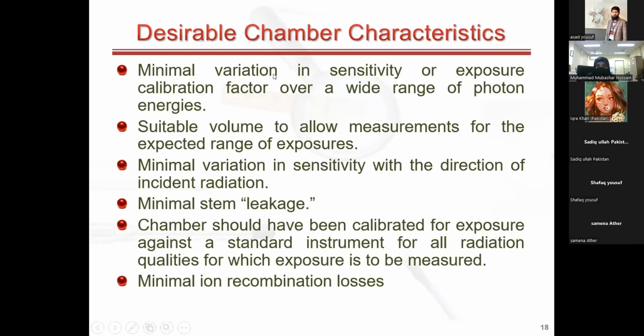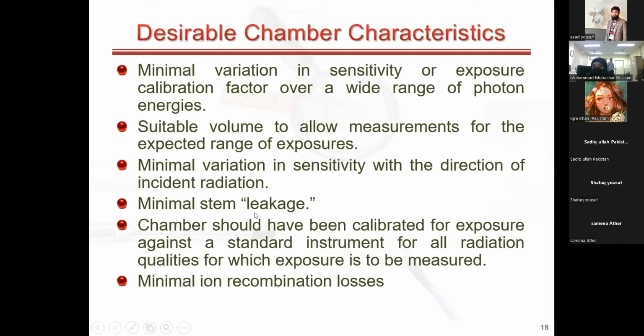What are the other desirable chamber characteristics for thimble chambers? It must show minimal variation in sensitivity or exposure calibration factor for a wide range of photon energies. Another important characteristic is that it must have a suitable volume to allow measurement for the expected range of exposure. That is, it should not be too large and it should not be too small. Its volume must be suitable. And also its sensitivity must be independent of the direction of incident radiation, that is called angular independence.